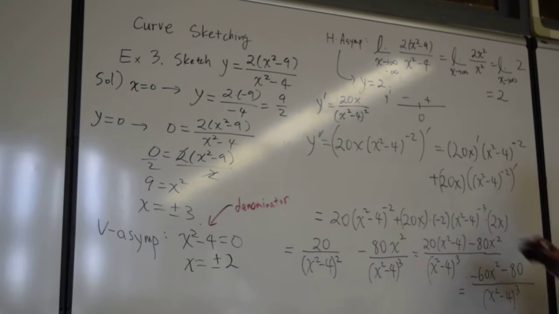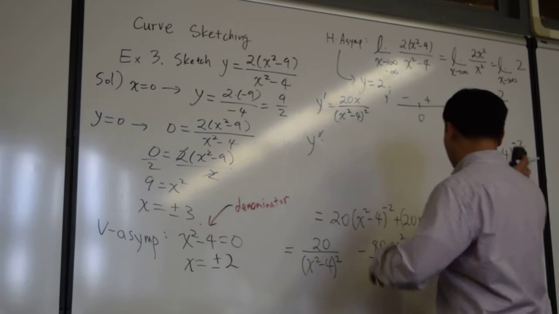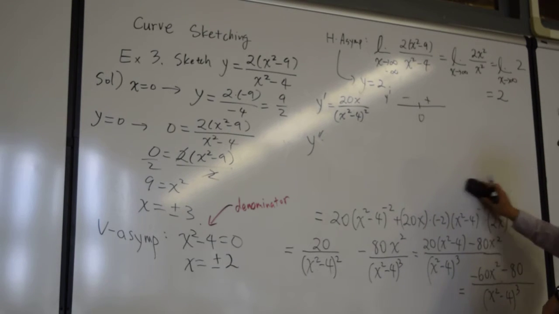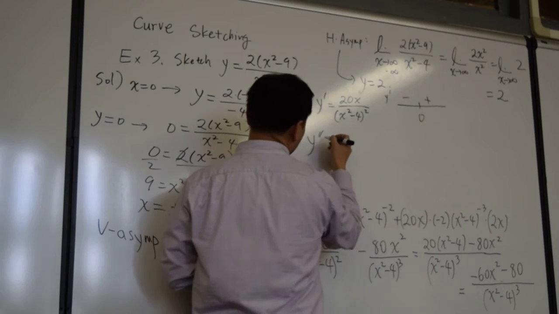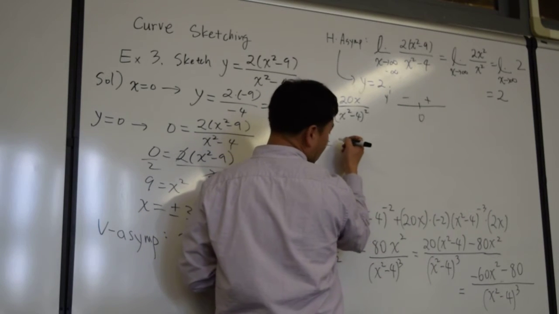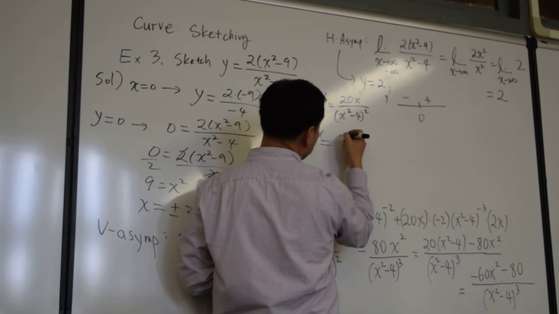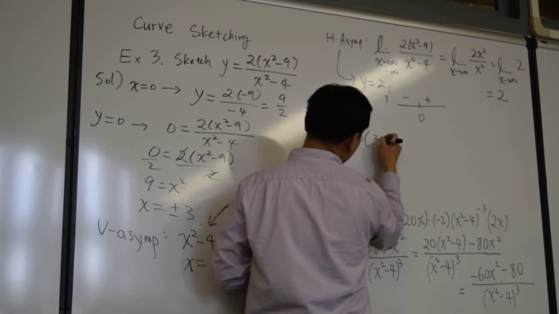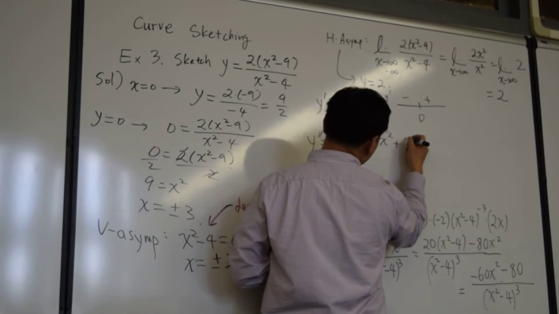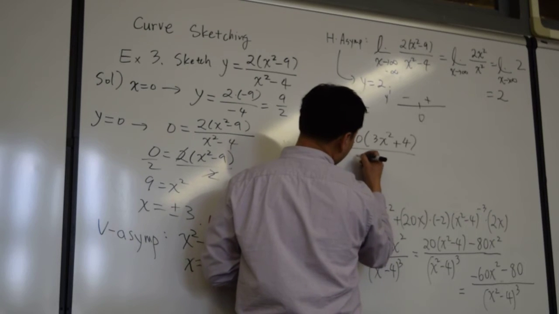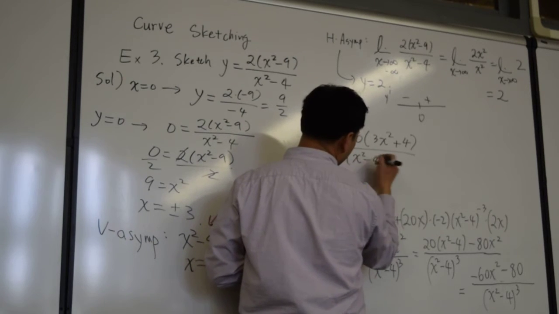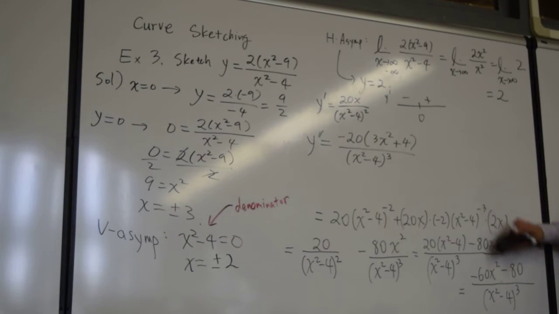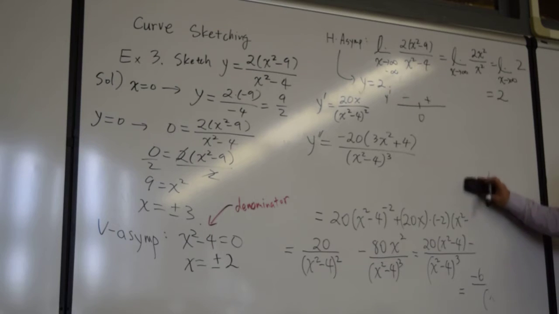So you can get the same answer by applying the quotient rule. Let's factor out the negative 20. So you have 3x squared plus 4 over (x squared minus 4) cubed. So applying the quotient rule or doing this method, that's what you get for y double prime.